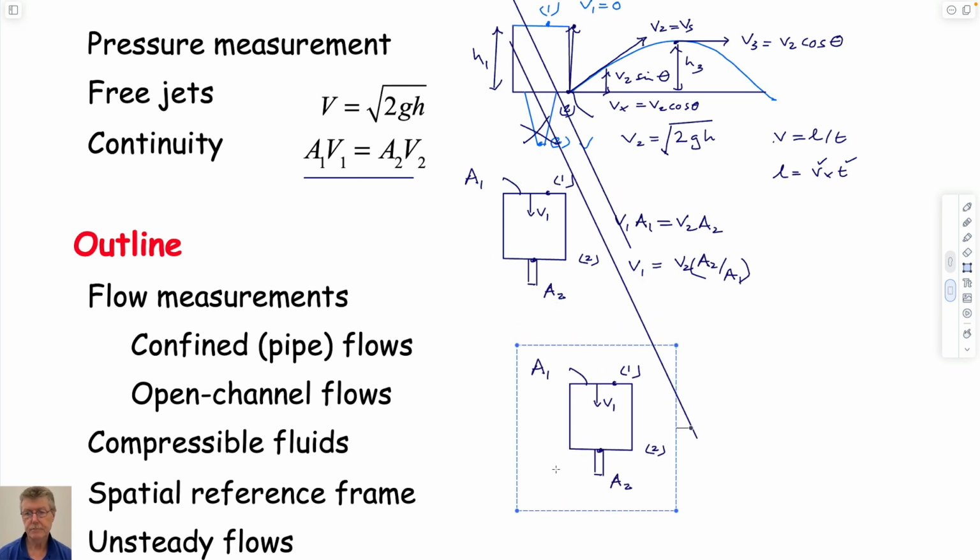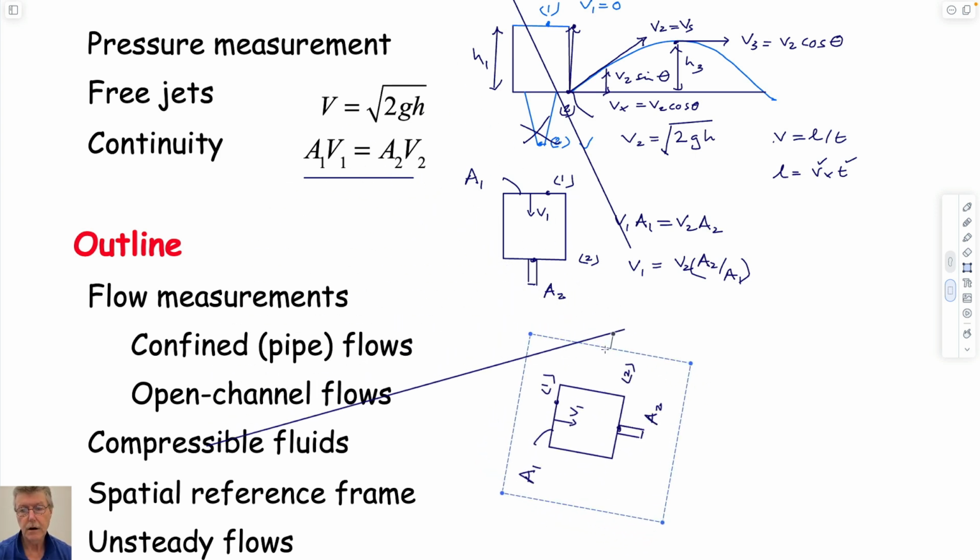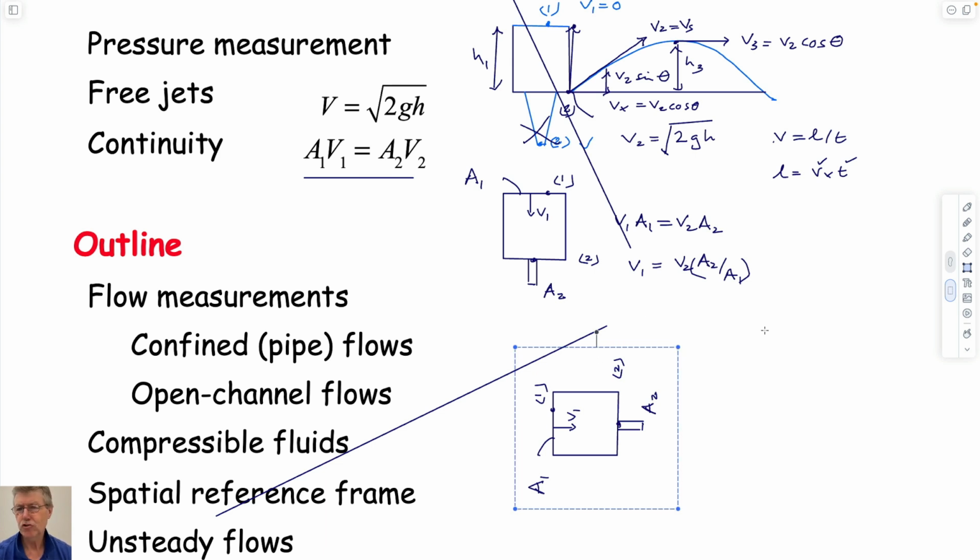Didn't want that. See if I can do this. Oh, genius.